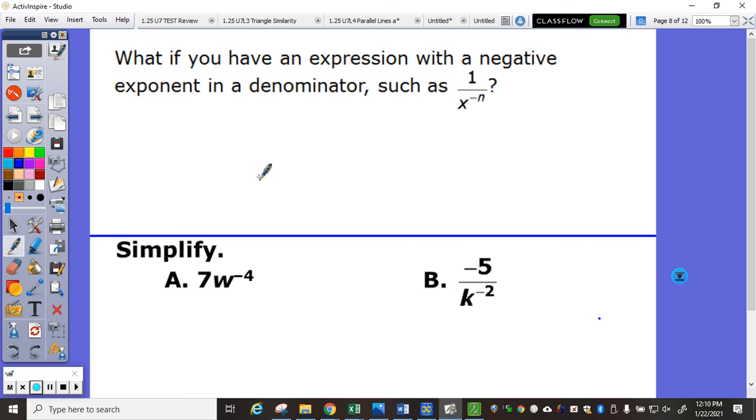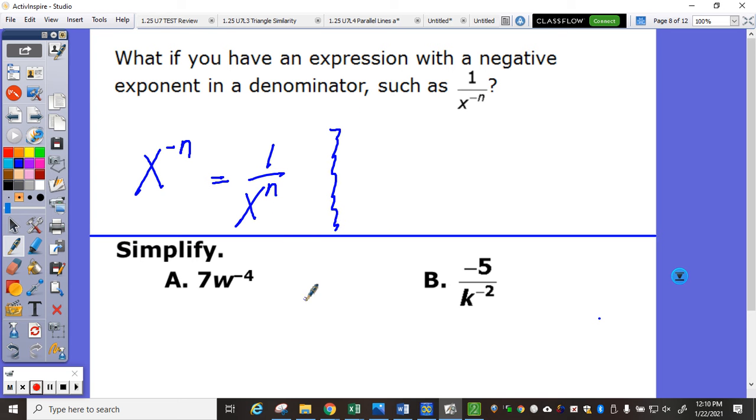All right. So we said that if I had some number that was raised to the negative n, then that was the same thing as saying 1 over x to the positive n. We agree? Okay.